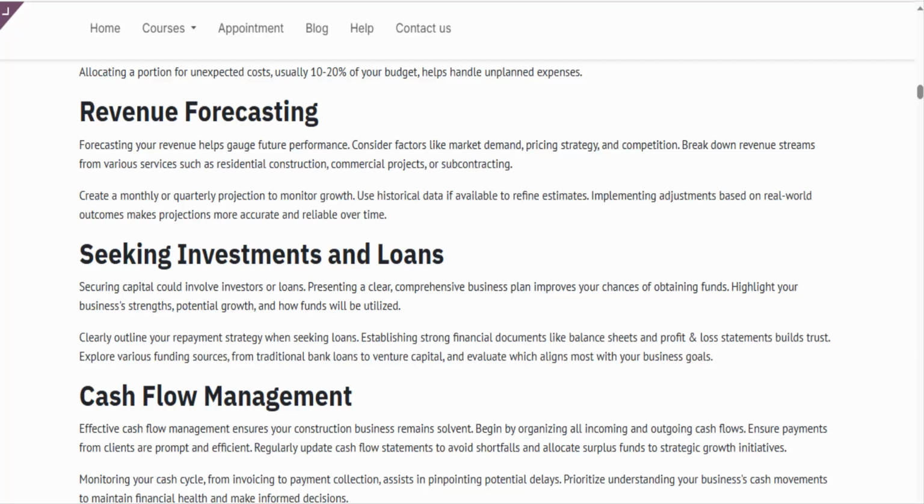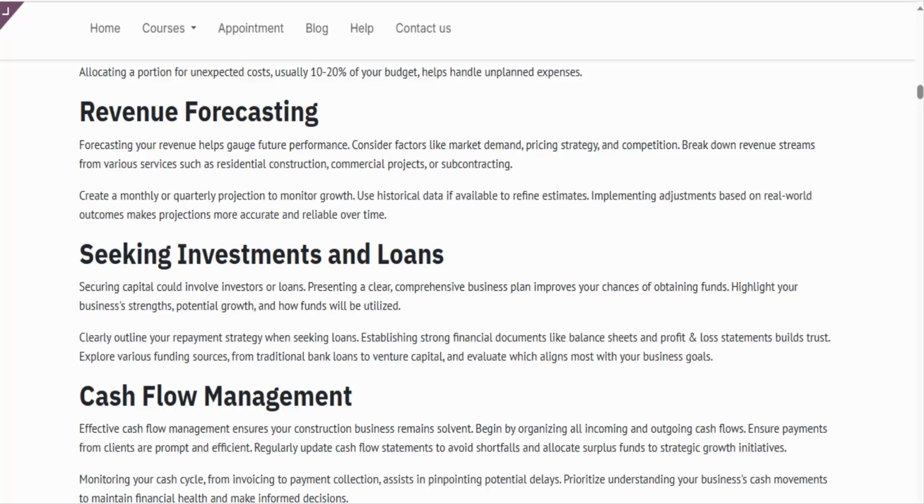Revenue forecasting. Forecasting your revenue helps gauge future performance. Consider factors like market demand, pricing strategy, and competition. Break down revenue streams from various services such as residential construction, commercial projects, or subcontracting. Create a monthly or quarterly projection to monitor growth. Use historical data if available to refine estimates.